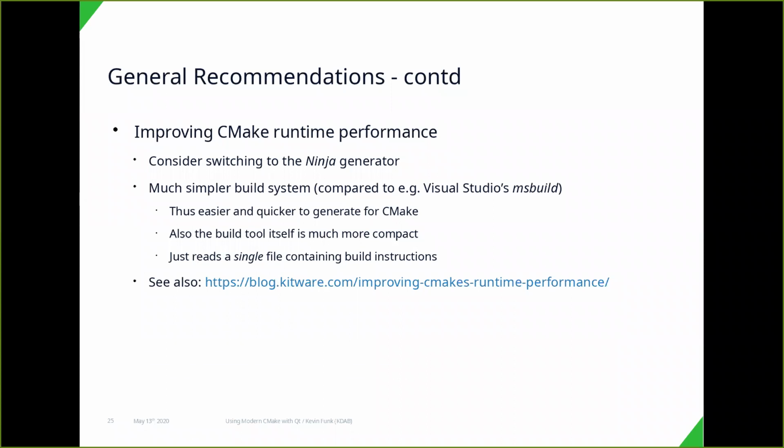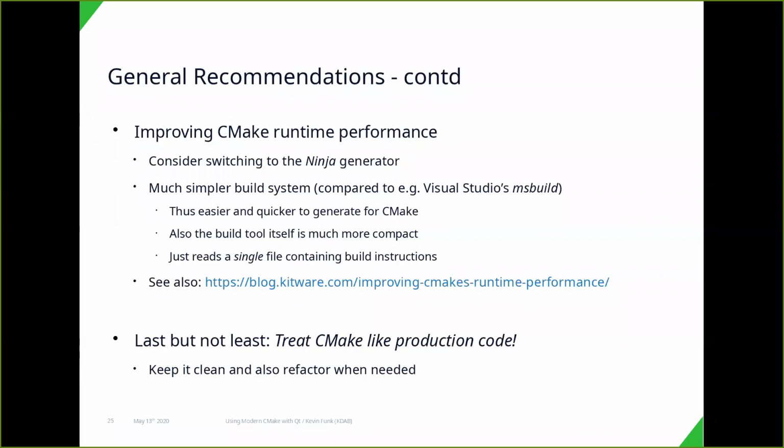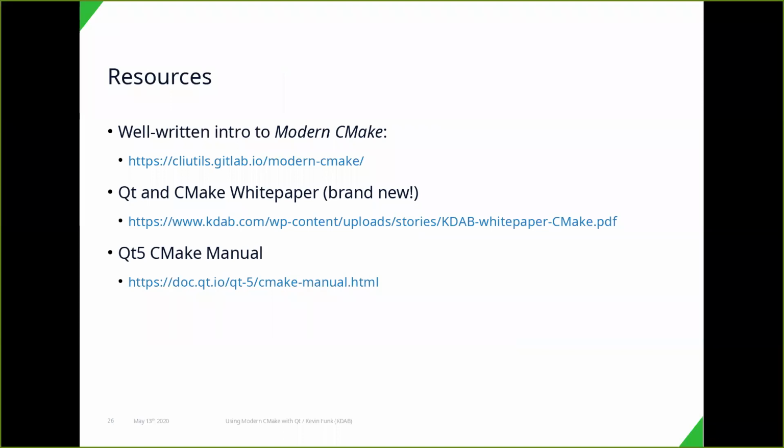Let's check what else I have here. Right, and last but not least, treat CMake like production code. This is a very important point. Don't just dump things into the CMake code. Really treat it like a normal C++ code base, and keep it clean and refactor when needed. That's quite important.